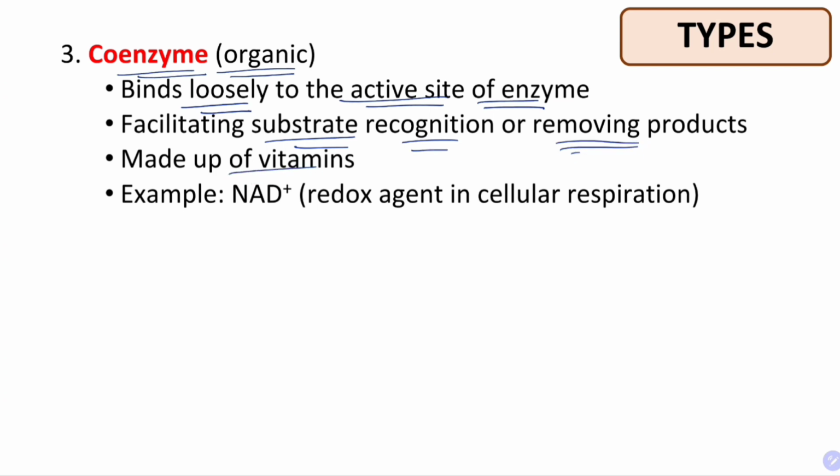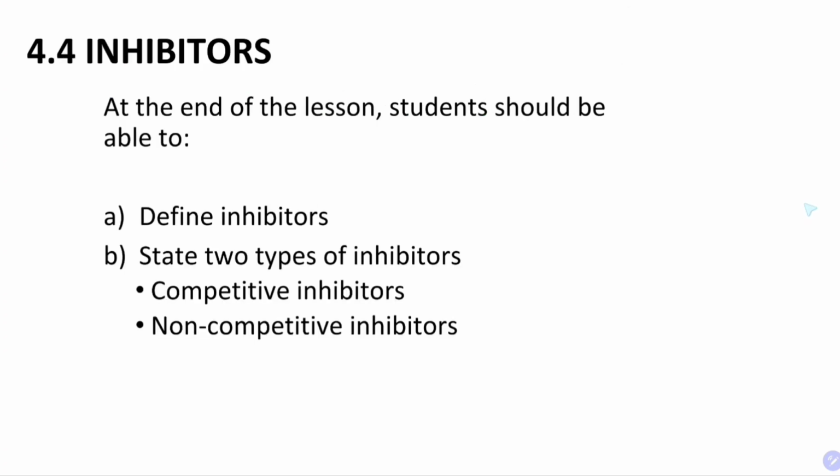They are made up of vitamins. An example is NAD+, iaitu a type of redox agent in cellular respiration process. So ni pun kita akan belajar in detail in the next chapter. So itu sahaja untuk the types of cofactor.